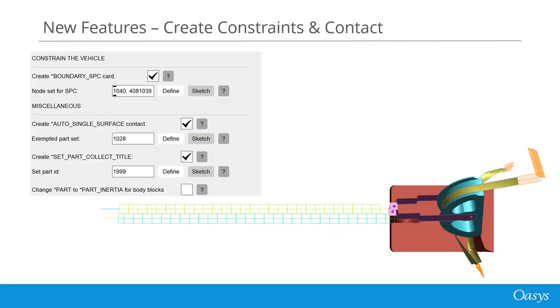Still within the inertia create constraints and contacts page, there is now an option to create a *SET_PART_COLLECT title to add the body blocks, seatbelt and parts created by the SBA script so that it is out of global contact. These items are in the image on screen. You can take the next free ID or provide a set part ID to use. There is also a new option to change *PART to *PART_INERTIA for the body blocks. The values added into *PART_INERTIA, such as total mass, inertia tensor components and coordinates of centre of mass, are taken from the body blocks themselves using the mass props tool.